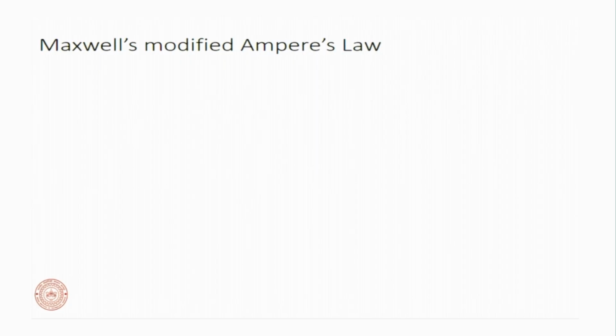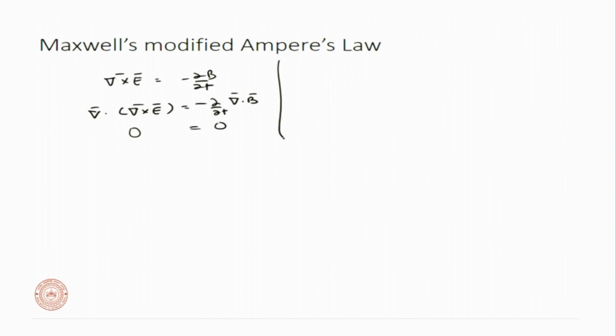Finally, what Maxwell did was he showed that Ampere's law had a flaw. The flaw was that if we look at Faraday's law, del cross E is equal to minus del B by del T. If we take a divergence on both sides, the left side is 0, since del dot del cross is 0, and the divergence of B is 0 from the Gauss law. If we do the same with the Ampere's law, then it does not work.